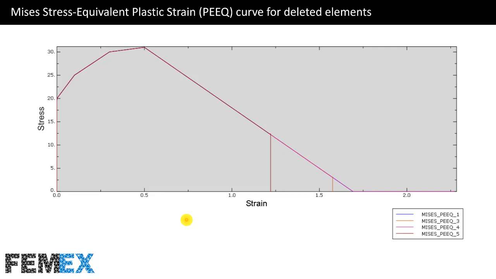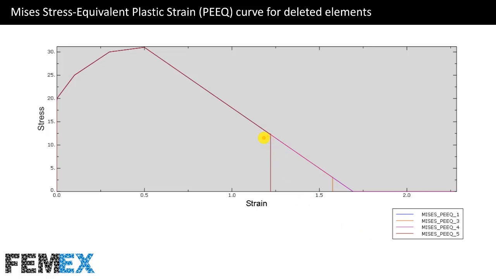Here we have plotted the Mises stress versus PEEQ for one of the removed elements. This element is removed in all of 4 simulations and you can see 4 curves. Blue curve corresponds to Model 1, orange curve corresponds to Model 3, pink curve corresponds to Model 4, and brown curve corresponds to Model 5.